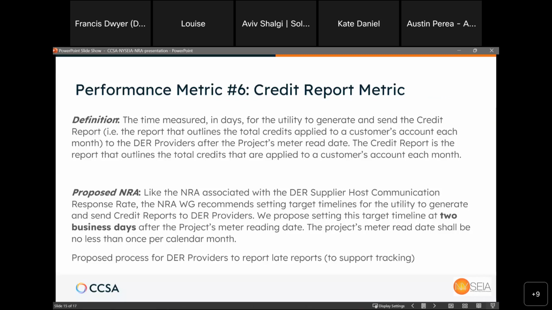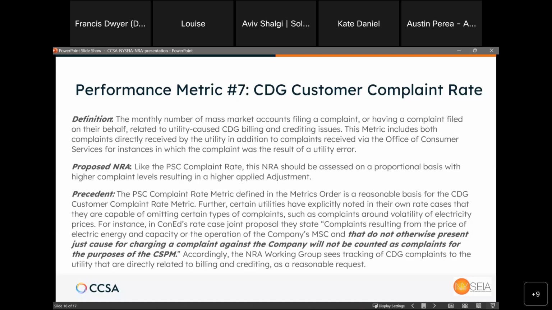Next slide, please. And last but not least, performance metric number 7. This is the one you really hope you never need, the CDG customer complaint rate. This is the monthly number of mass market accounts that file a complaint or have a complaint filed on their behalf for billing and crediting issues that are caused by the utility.